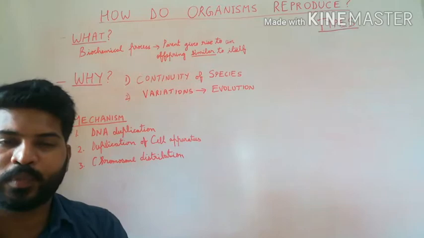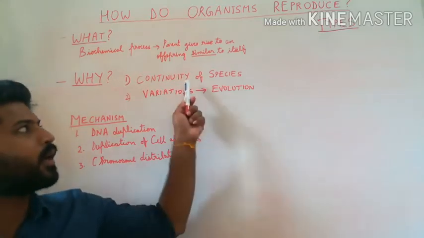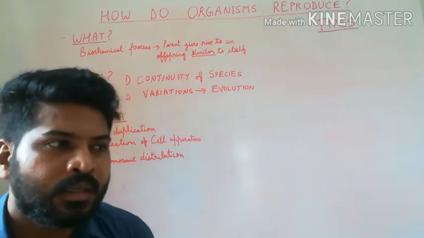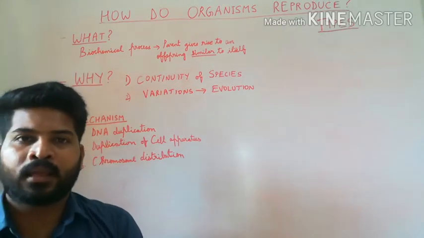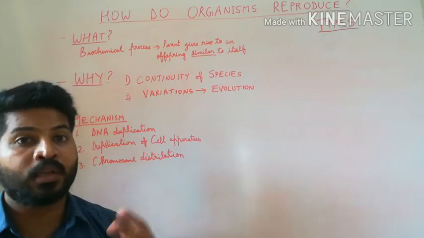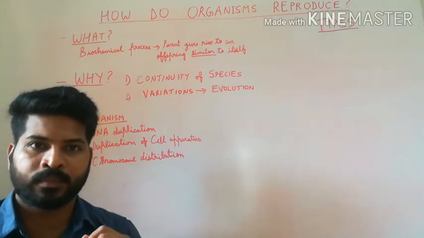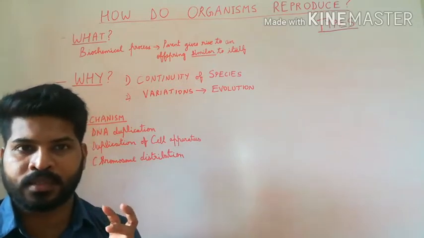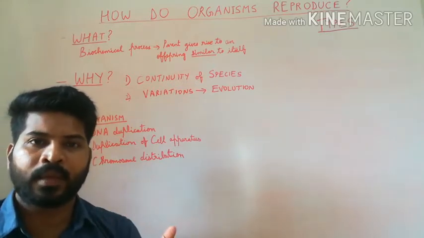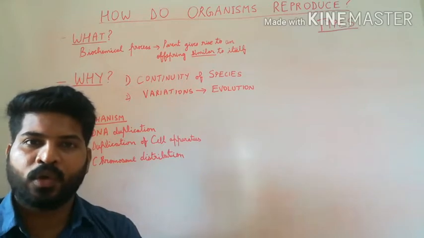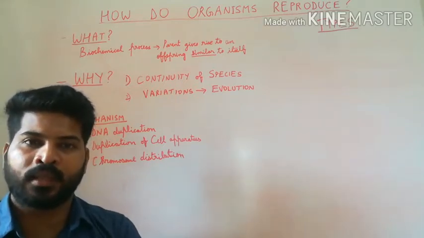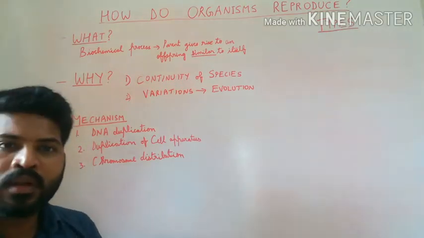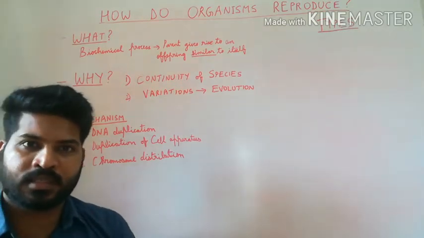Of course, reproduction is required for continuity of species. Imagine an organism like bacteria, which is a unicellular organism, or amoeba. Imagine they cannot reproduce. What would happen? These organisms wouldn't exist today, isn't it? Therefore, reproduction is required for continuity of species.